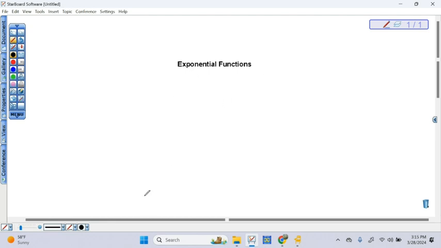What can we remember about exponential functions? Do you guys remember what the equation looks like? Y equals a times b to the x. And what does a tell us? The starting amount. And what does b tell us? Very good, the common ratio.